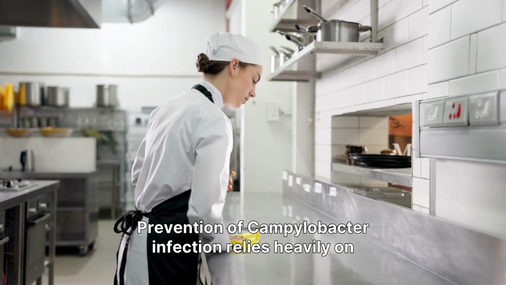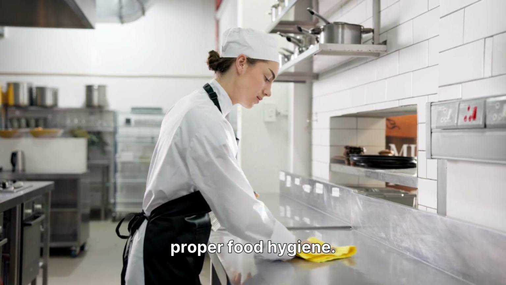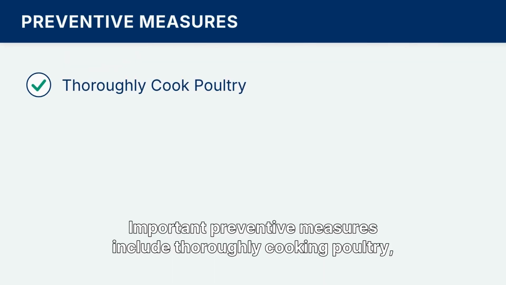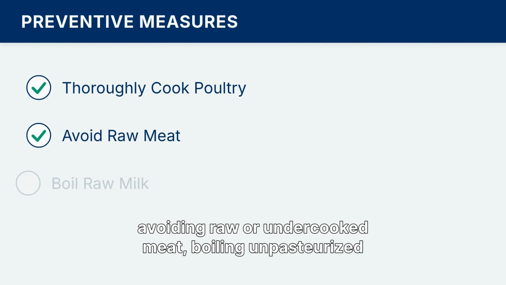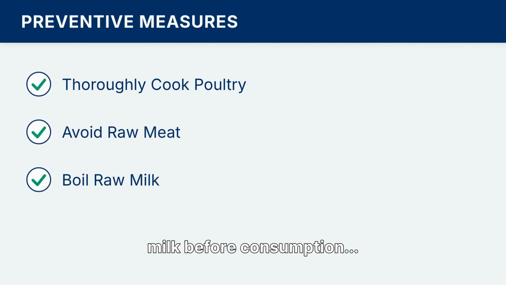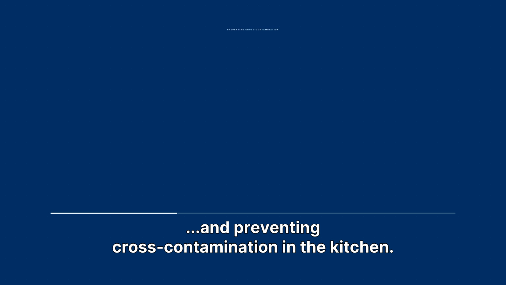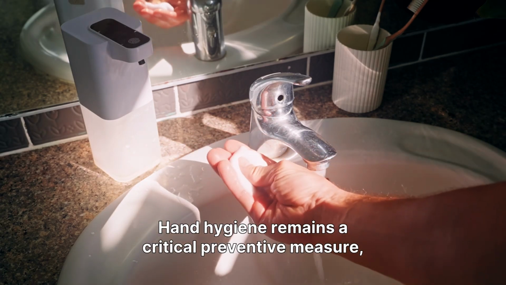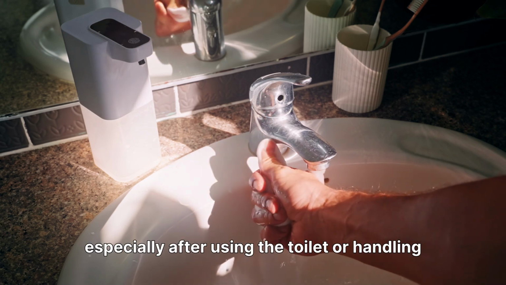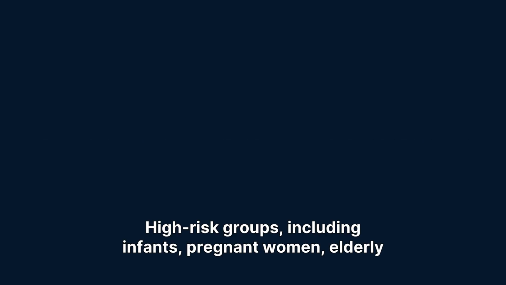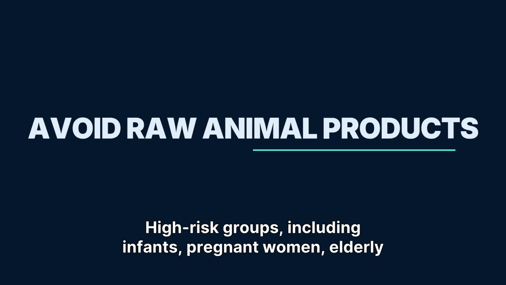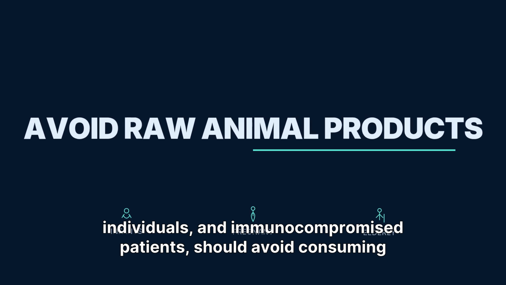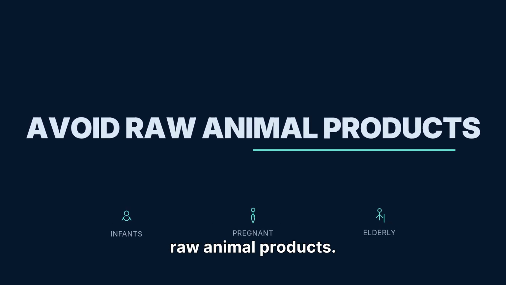Prevention of Campylobacter infection relies heavily on proper food hygiene. Important preventive measures include thoroughly cooking poultry, avoiding raw or undercooked meat, boiling unpasteurized milk before consumption, and preventing cross-contamination in the kitchen. Hand hygiene remains a critical preventive measure, especially after using the toilet or handling raw meat. High-risk groups, including infants, pregnant women, elderly individuals, and immunocompromised patients, should avoid consuming raw animal products.